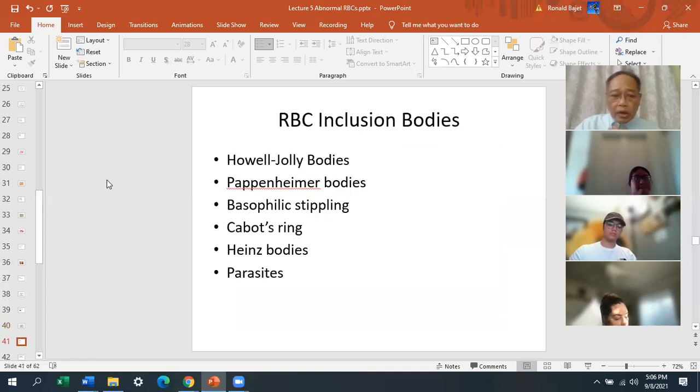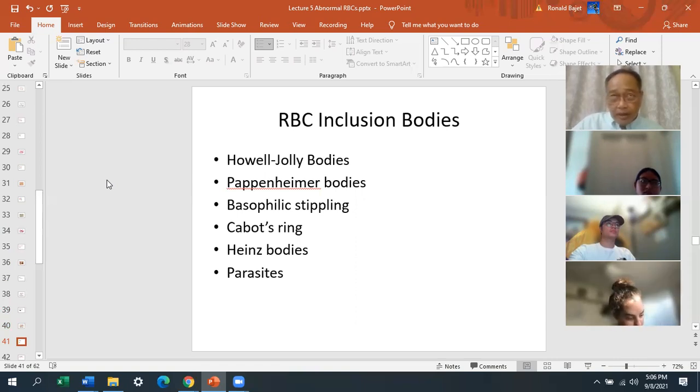Okay, I mentioned inclusion bodies. Inclusion bodies are things that are seen within the red blood cell. They are included within the red blood cell, that's why they're called inclusion bodies. Howell-Jolly bodies, I talked about in a previous lecture. Pappenheimer bodies I'm going to talk about. Basophilic stippling are inclusion bodies, and I'm going to be talking about that. Cabot's rings, I touched on Heinz bodies and parasites.